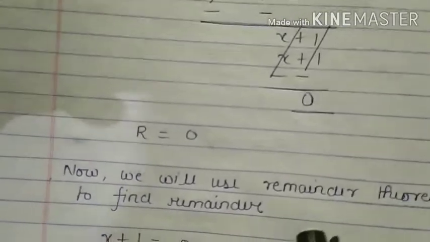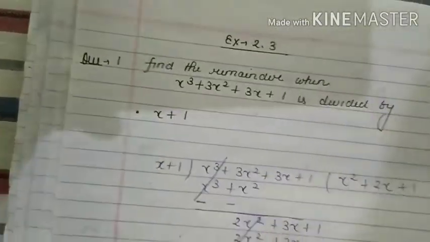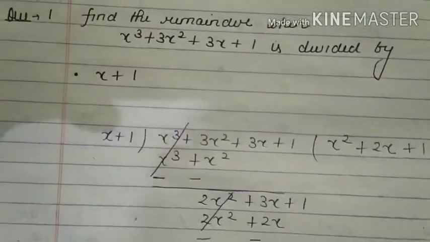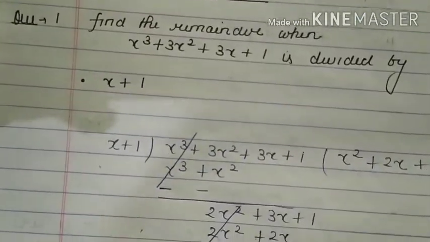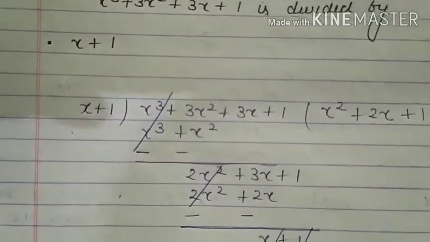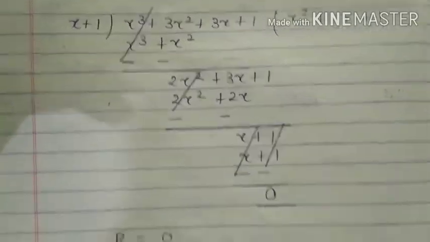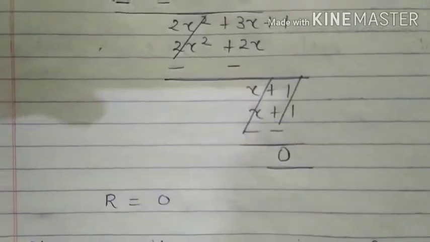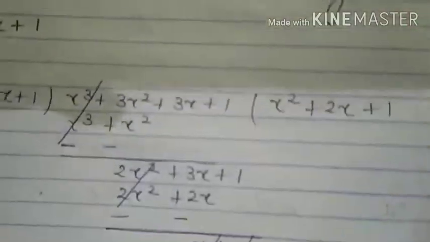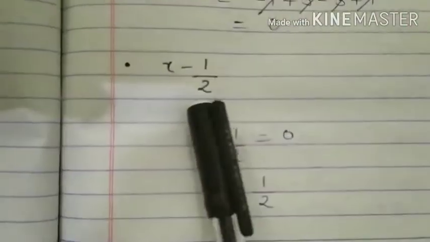Whenever the question is asking only for a remainder, then you have to apply the remainder theorem. It is not necessary to follow the long division method when you are going to find the remainder. It is an easy method. Okay, now the second part, the same polynomial is divided by x minus 1 by 2.